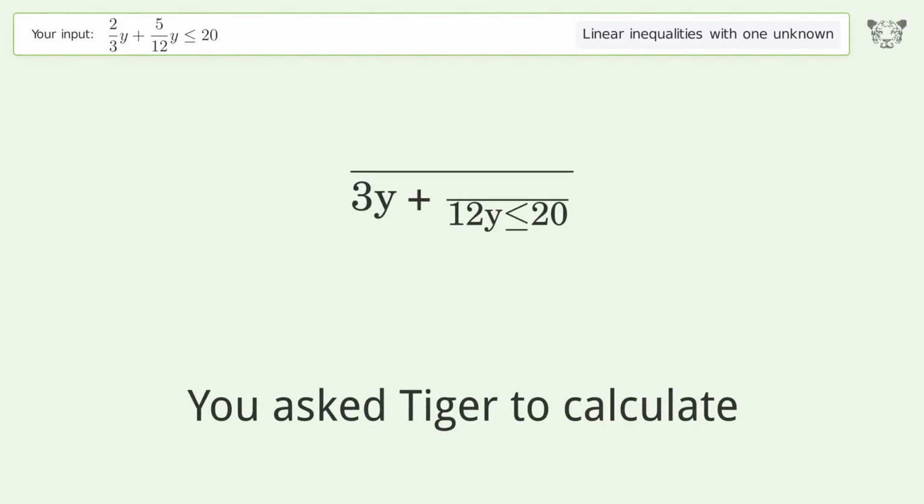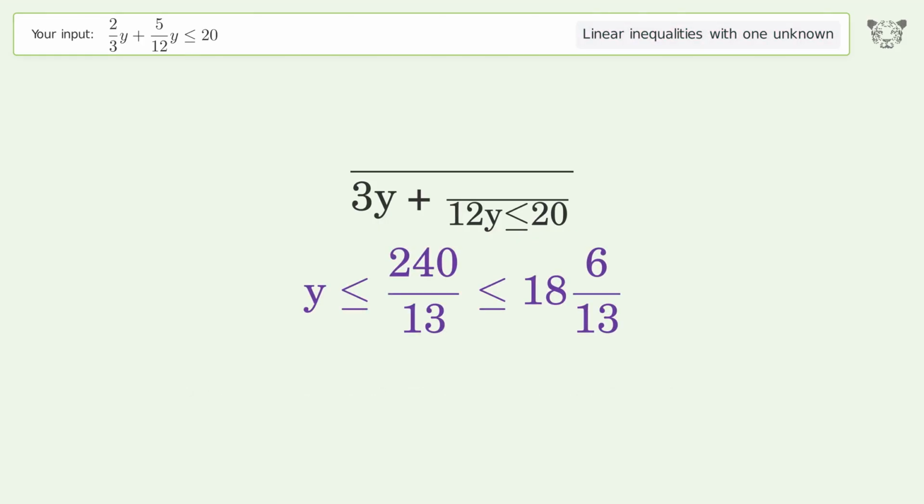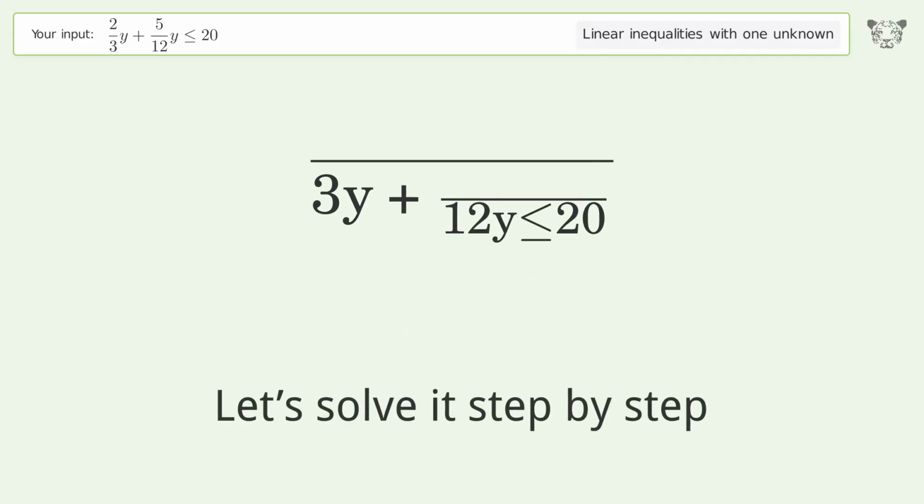You ask Tiger to calculate. This deals with linear inequalities with one unknown. The final result is y equal or smaller than 240 over 13 equal or smaller than 186 over 13. Let's solve it step by step.